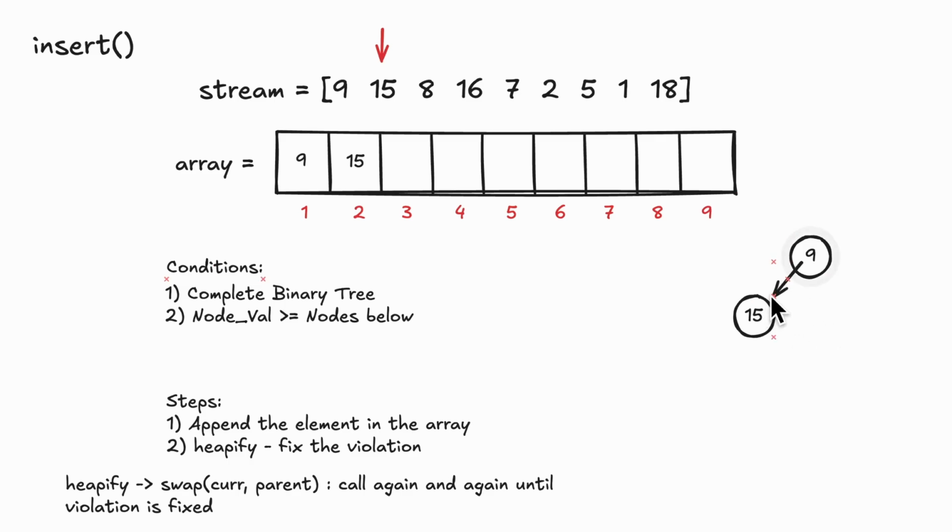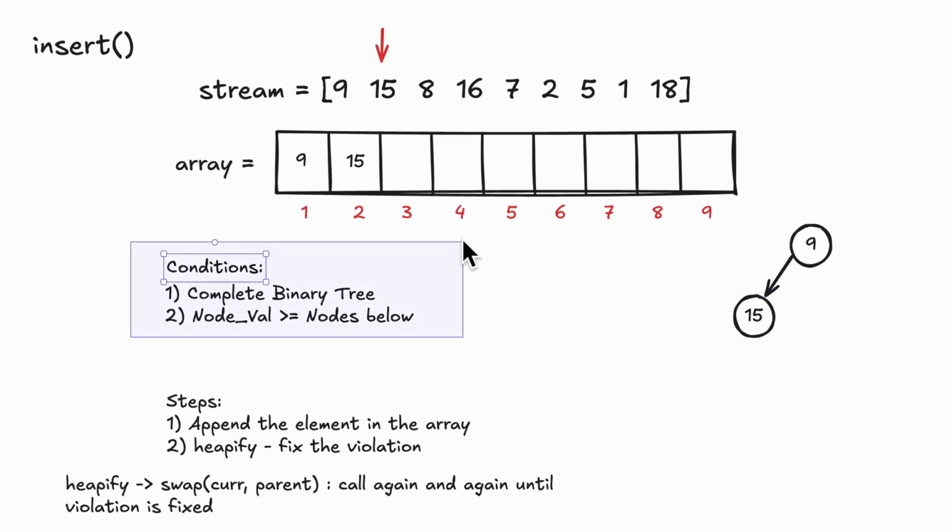Done. Now check whether the conditions are true or not. The second condition is violated because 15 is greater than 9, which should not happen, right? So we will call the heapify function. What the heapify function does is it will swap the current value with the parent value. So what is the current value? The current value is 15. So we will swap this 15 with the parent, which is 9. Let's do that.